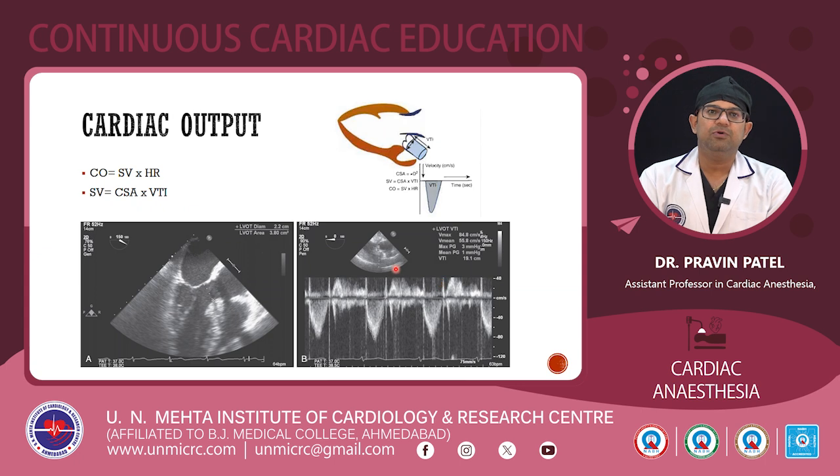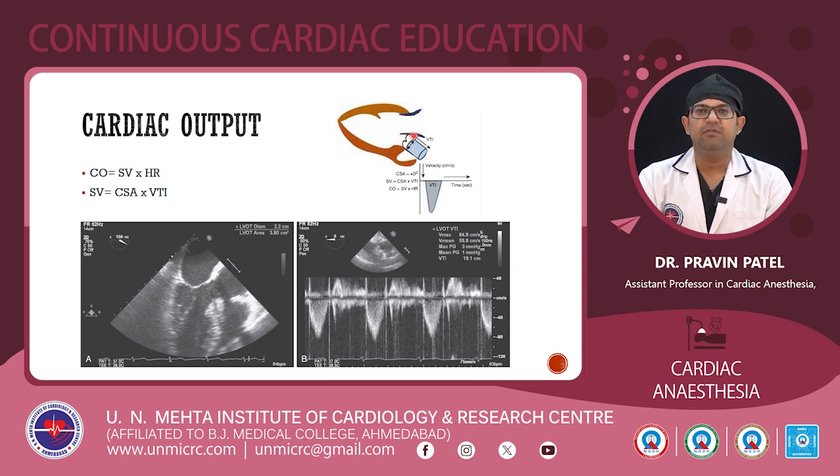So in cardiac output, what is the cardiac output? It is nothing but the stroke volume and heart rate. Now how will we see the stroke volume? It is nothing but the cross sectional area and VTI. Now in transesophageal echocardiography, we make the transgastric long axis view, where this is the LA, LV and this is the outflow.